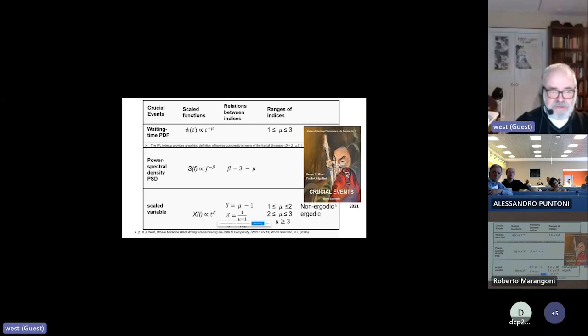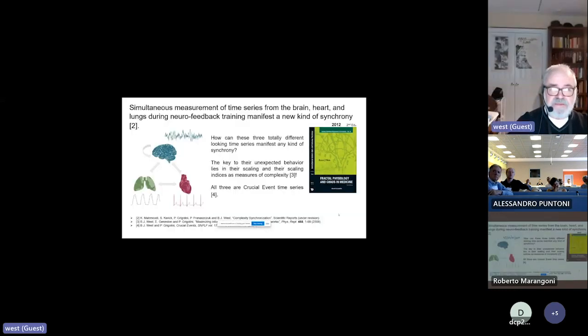Well, we're interested in our scaling variables, x of t, where x scales like t to the delta. And delta is equal to mu minus 1 for the non-ergodic case, and it's equal to 1 over mu minus 1 for the ergodic case. And mu greater than or equal to 3 corresponds to delta equal to half. And so you don't have to remember all of the relationships, but just that the relationships exist, and I will discuss what they mean in the context that I'm going to discuss. And that context is the simultaneous measurement of time series from the brain, heart, and lungs.